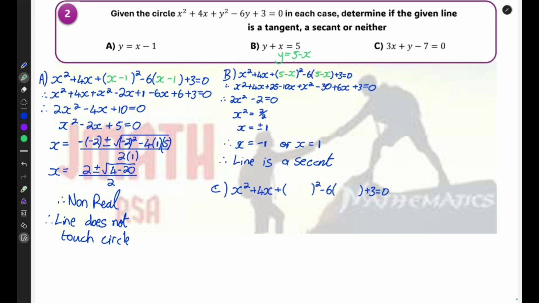For question C, I will then do exactly the same and just answer them in the end. I need to start by getting y alone. So y is equal to minus 3x plus 7. I don't really like it if it's that way around with a minus in front, so I'm just going to say this is 7 minus 3x, and then I'm going to sub that into the equation. So let's FOIL it out and see what we get in the end.